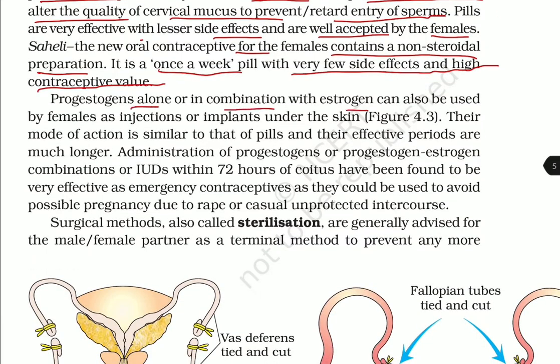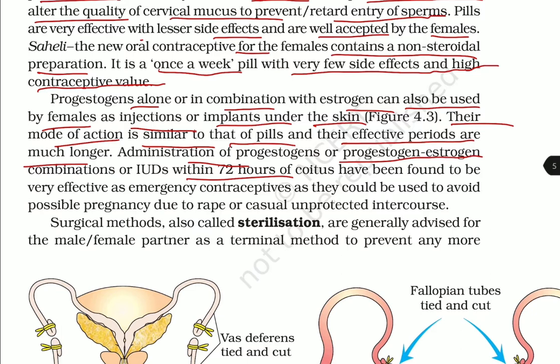Progestogens alone or in combination with estrogen can also be used by females as injections or implants under the skin. Their mode of action is similar to that of the pills, and their effective periods are much longer. Administration of progestogens or progestogen-estrogen combination or IUDs within 72 hours of coitus has been found to be very effective as emergency contraceptives, as they could be used to avoid possible pregnancy due to rape or casual and unprotected intercourse.